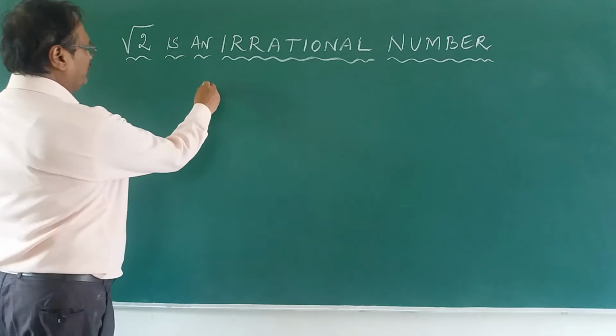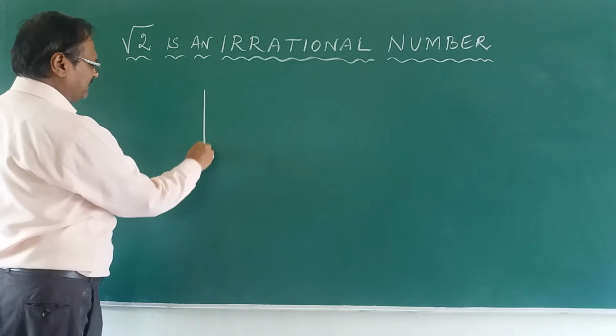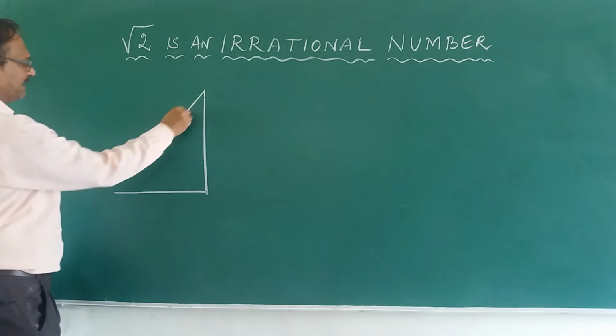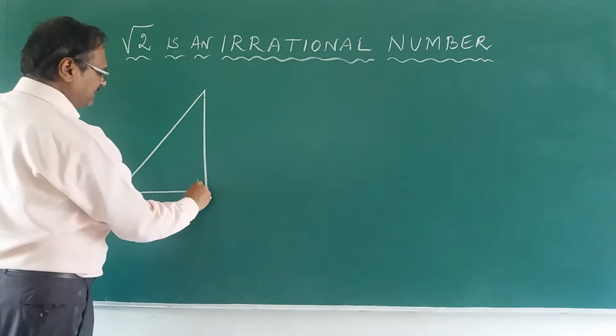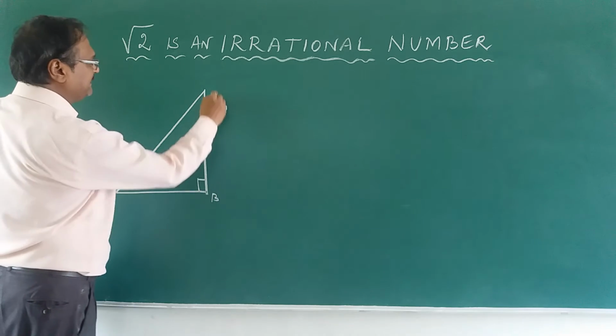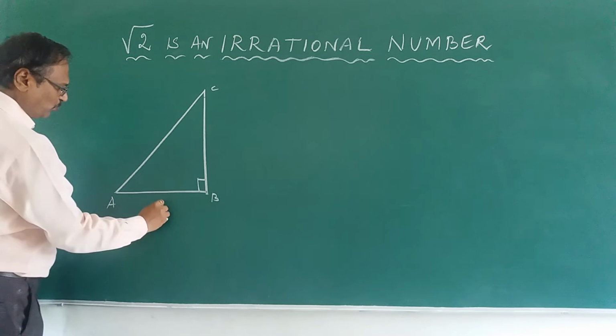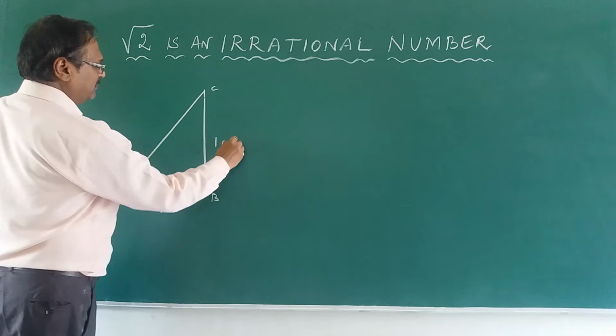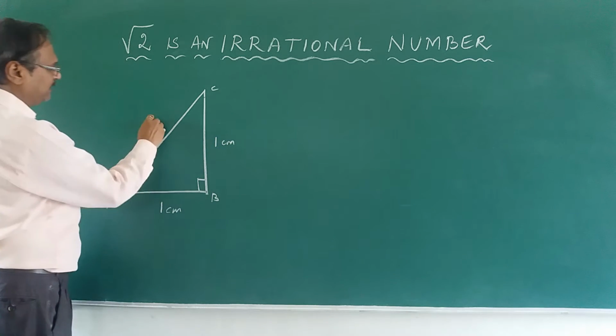For example, you take a right angled triangle. Let us say one angle is 90 degrees. Let us say the triangle is A, B and C, and this side is 1 unit, 1 centimeter, and this is 1 centimeter. Then what will be this value?